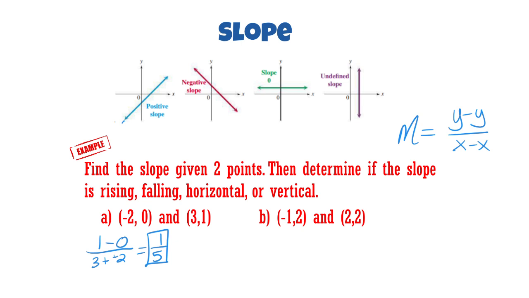Okay, next one. Let's see what happens here. I'm going to do y minus y. So something like 2 minus 2. Lots of 2's in this one. 2 minus 2 over 2 minus negative 1. All right, that's going to change to plus. And over here, I'm going to have a 0 over 3.